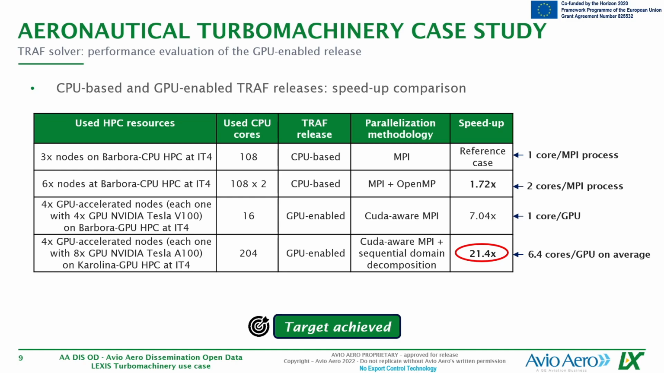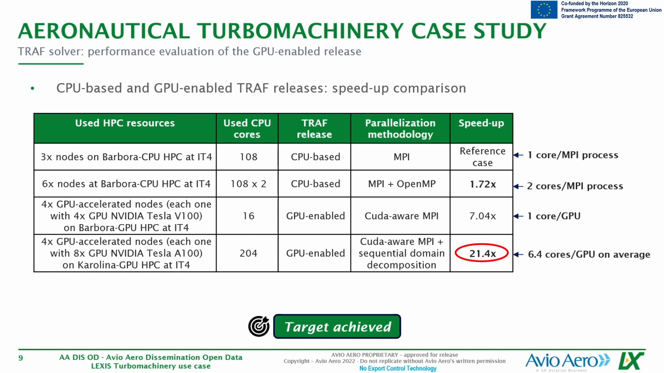Moving back to the assessment of the GPU-enabled release of Traff code, once defined an industrial test case running on only CPU cores as a reference from one side and the minimum number of needed GPUs to accelerate it on the other side, the performance evaluation for the Traff release with and without acceleration has been carried out on the Barbora cluster at IT4Innovations.